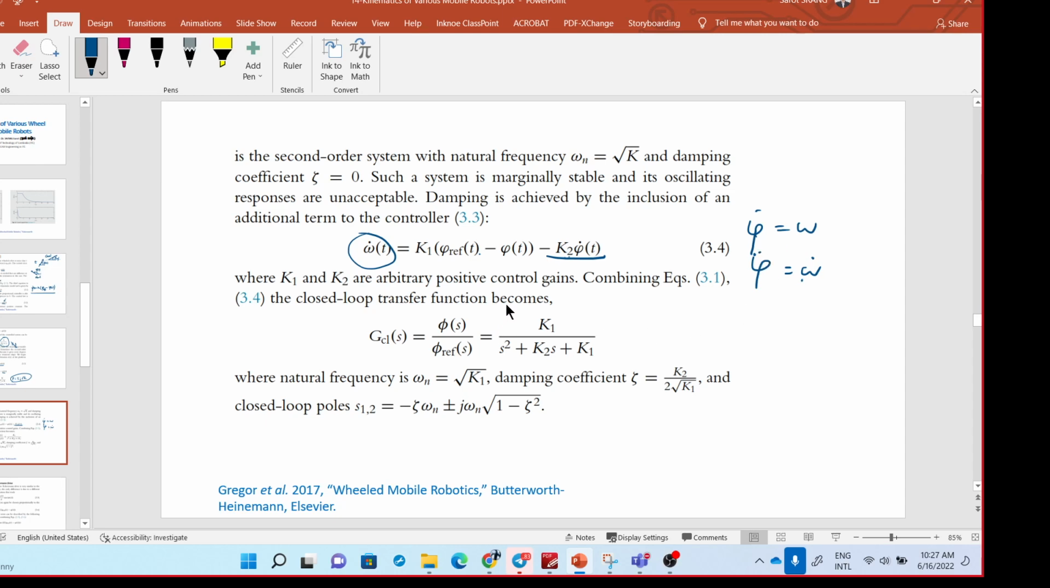Then we can have the transfer function from the reference, or the input of the feedback of the closed loop, to the output of the closed loop, like this. And from the final value theorem, we can see that when s approaches 0, for the step response, this is 0, this is 0, k1 divided by k1 is 1. It implies that when time tends to infinity, the actual phi approaches the reference.